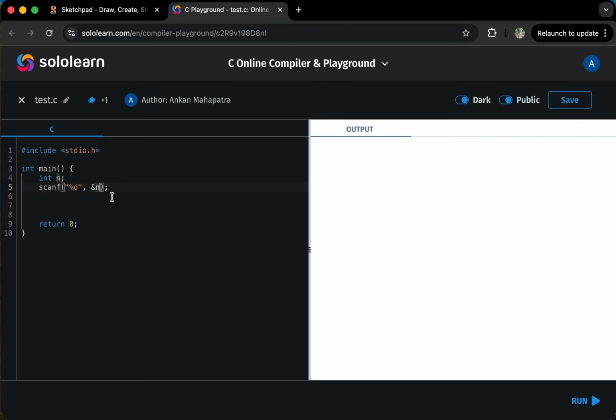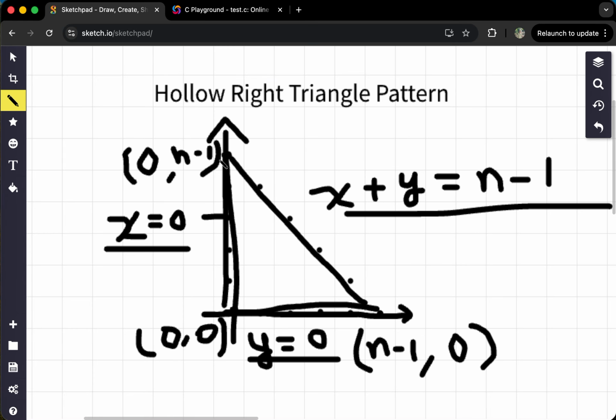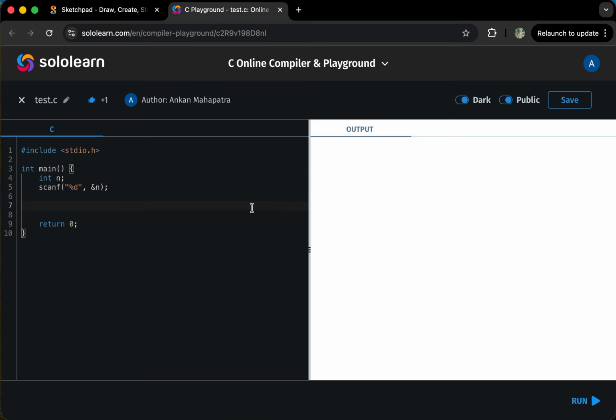So firstly, we are taking n as input from the user. So n is an integer. And after this, we have to iterate over the y coordinates. So we'll start from y equal to n minus 1 and iterate till y equal to 0. So let's take a for loop, int y equal to 0. And we have to go till y greater than or equal to 0. So sorry, initially it is n minus 1 and we'll go till y is equal to 0 and we have to decrement the y in the process.